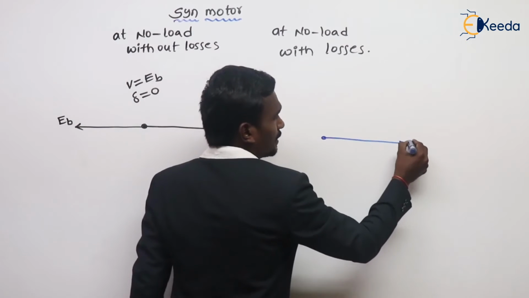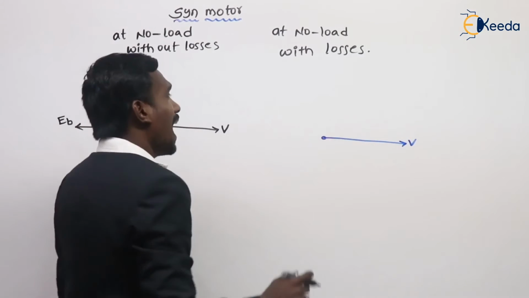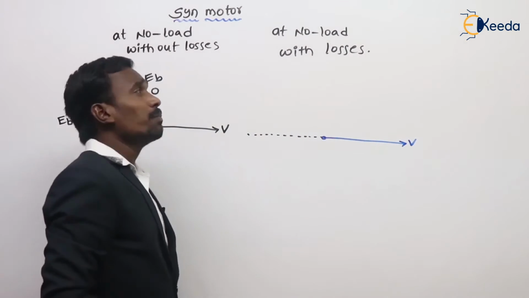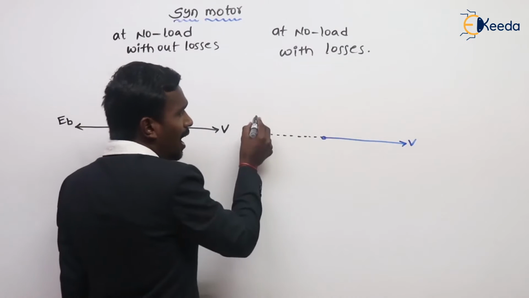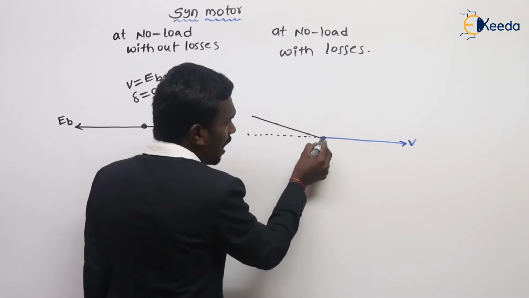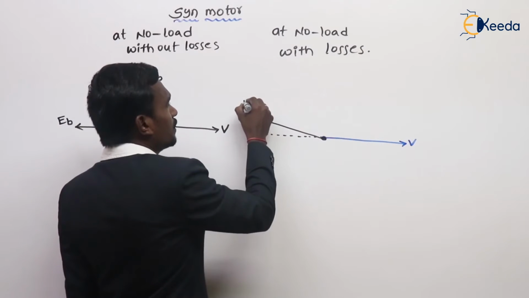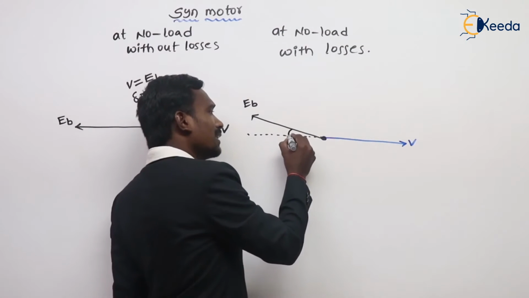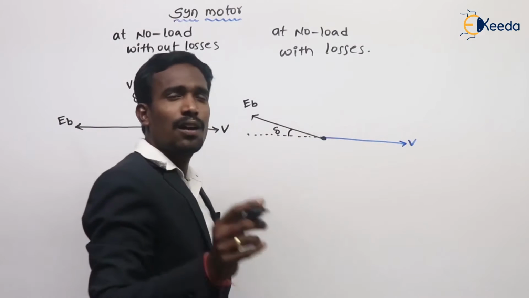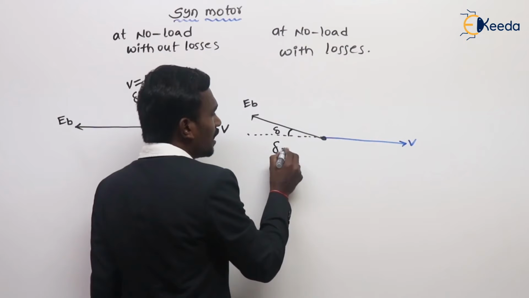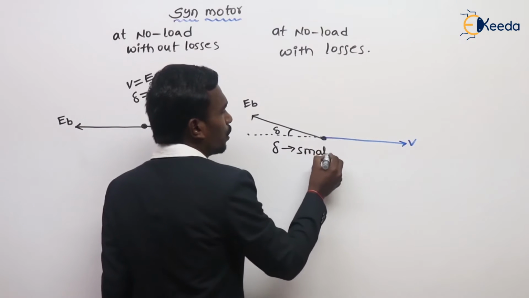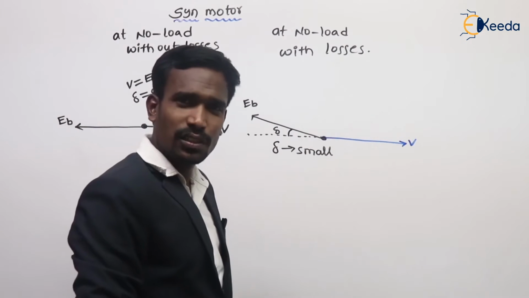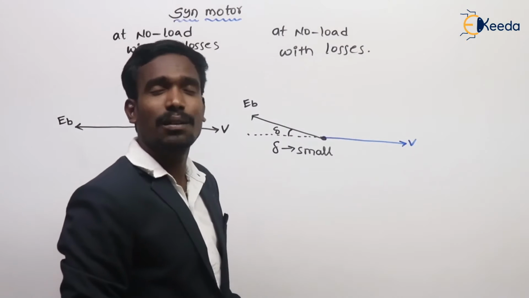For example, this is my supply voltage V. In the ideal case the back EMF should be here, but due to some losses, the back EMF is actually here. This is my back EMF, and this angle is called the load angle delta, which is very small. This delta is a small angle at no load condition. This is the back EMF and this is the voltage at no load but with some losses.